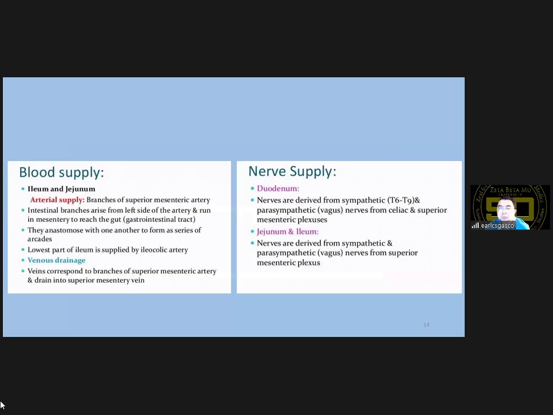Blood supply. The ileum and jejunum are mainly supplied by the branches of the superior mesenteric artery. Intestinal branches arise from the left side of the artery and run in the mesentery to reach the gut. They anastomose with one another to form a series of arcades. However, the lowest part of the ileum is supplied by the ileocolic artery.